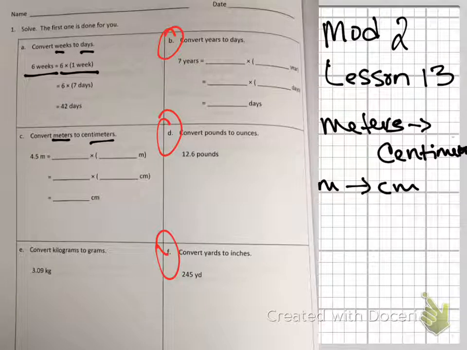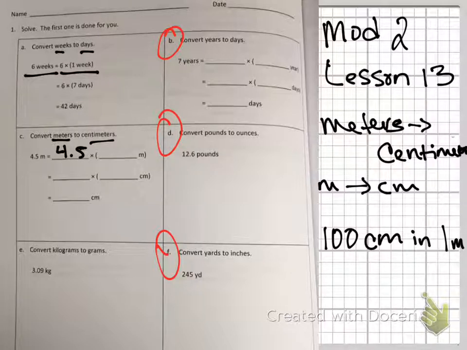So we're converting meters to centimeters. Well, we know that there are 100 centimeters in 1 meter. So we're going to fill this out first. We can split it, just like we talked about with 6 weeks, into its 2 parts, which is its numerical form and then its unit. So 1 meter. And now we have 4 and 5/10 times how many centimeters? It's going to be 100 centimeters. So we get 450 centimeters.